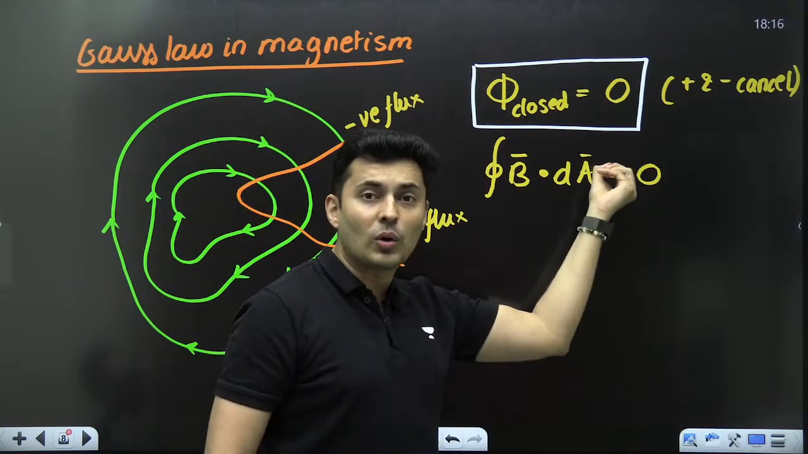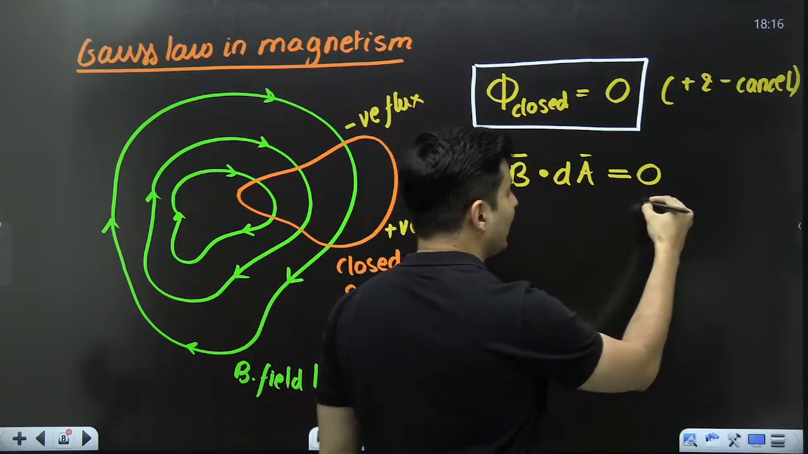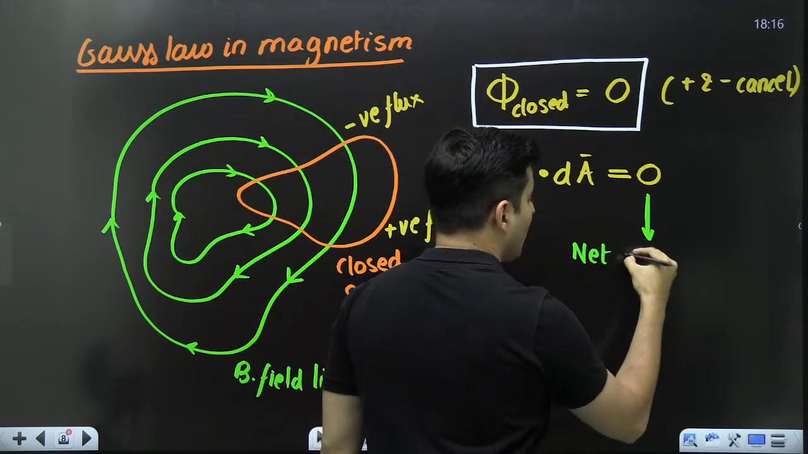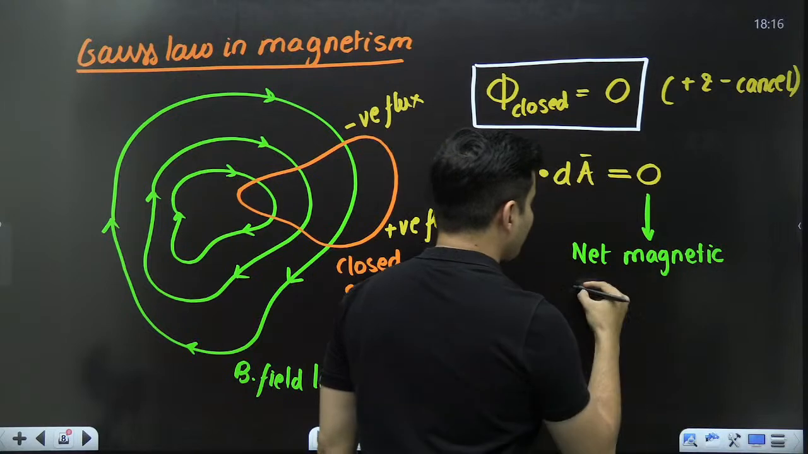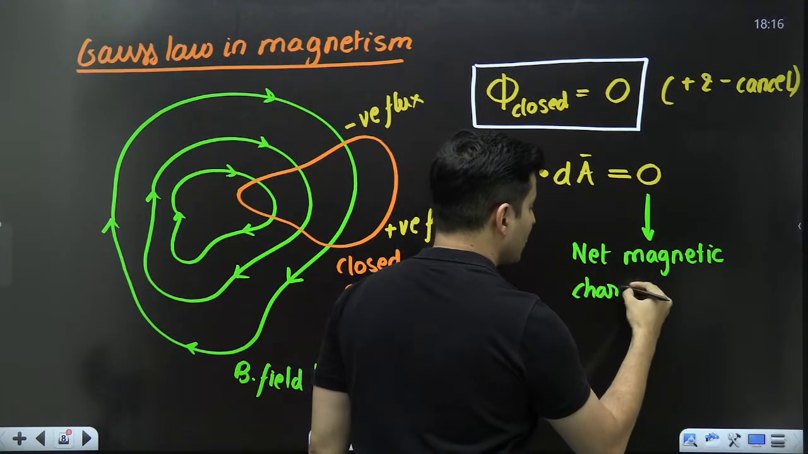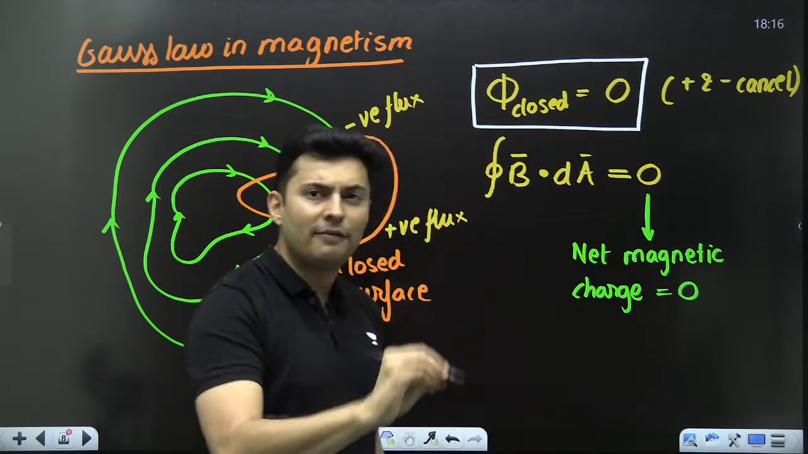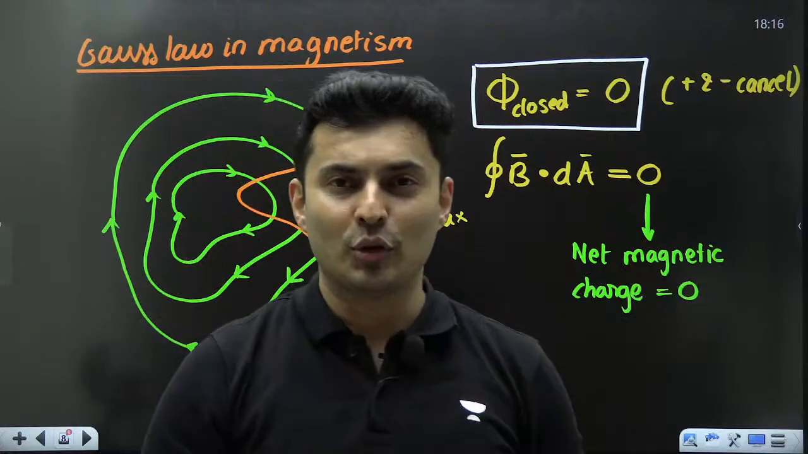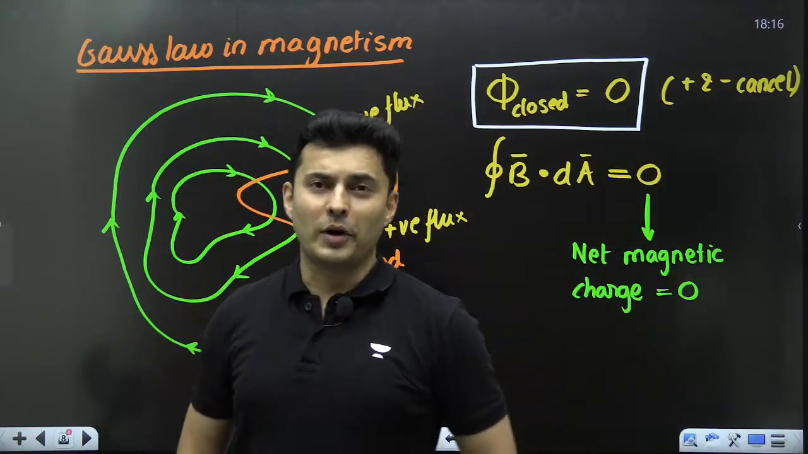Here, on the right hand side, what does this zero communicate, or what does this zero tell you? That the net magnetic charge is always going to be zero. Net magnetic charge inside any closed surface will always be a big fat zero. You can never have more north poles than south poles. You can never have more south poles than north poles.